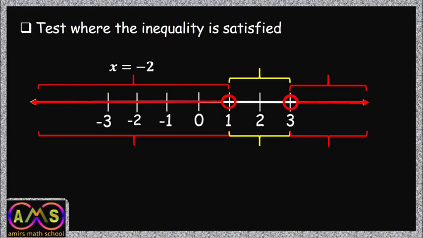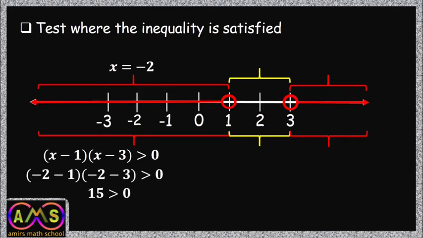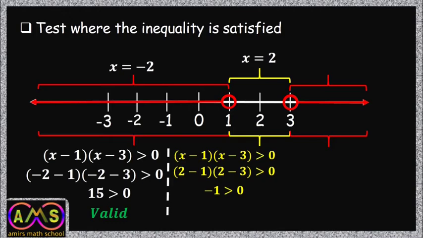From the first part, if we take x equal to minus 2 and substitute this value in the inequality, we get 15 greater than 0. So here with x equal to minus 2, the inequality is satisfied. So we can say this part is valid. For x equal to 2, the inequality is not satisfied. So this part is not valid for the solution.